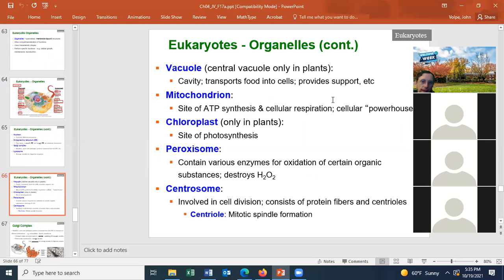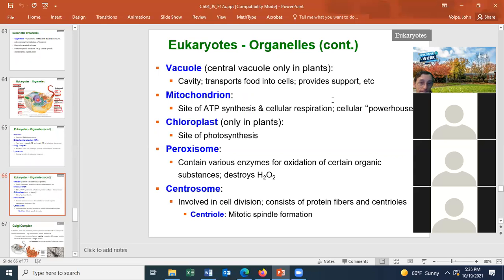Vacuoles are found in animal cells, but they have fewer of them than plant cells. And the central vacuole, which is the largest organelle in a plant cell, is only found in plant cells or plant-like protists.